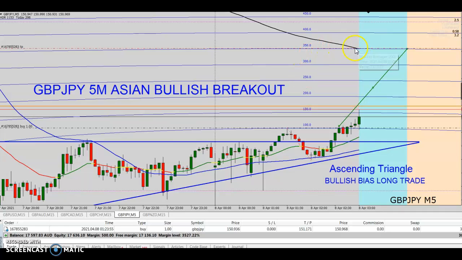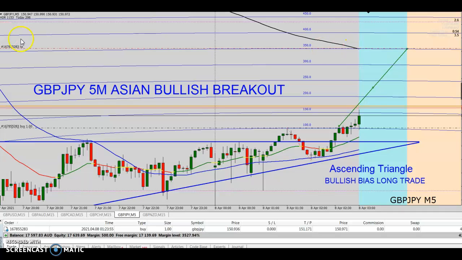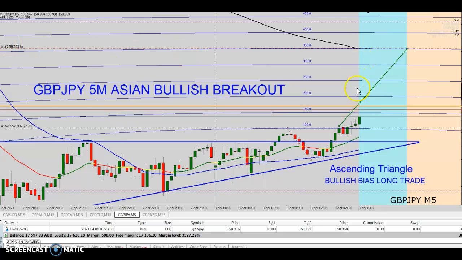Also coincides with my 200 SMA and previous consolidation resistance on this level to the left. So my projected take profit will be in this area here.